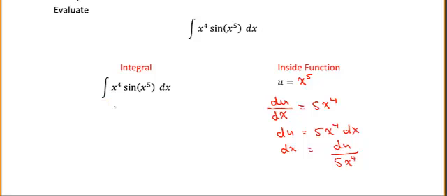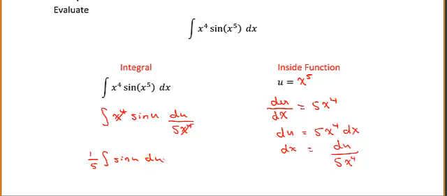And so now, where we see x to the 5th, we'll replace it with u. Where we see dx, we'll replace it with du over 5x to the 4th. So we'll have x to the 4th times sine of that replacement. x to the 5th is u, and then dx is du over 5x to the 4th. And the x to the 4th cancel. I have a 5 left in the denominator, so this is like multiplying by 1/5. I could take out a fraction of 1/5, and I'm left with the integral of sine of u du.